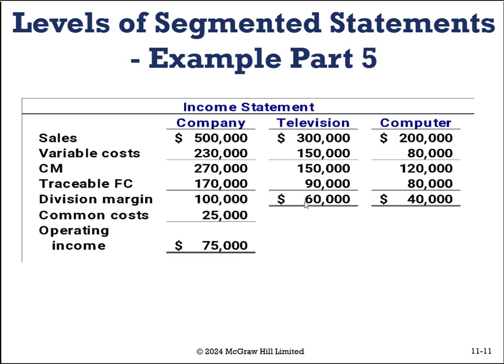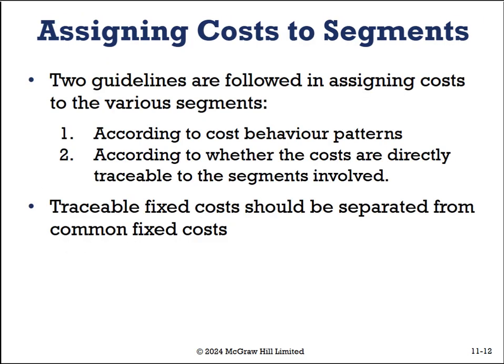Where it gets a little tricky is when we have different permutations and combinations, but come back and take a screenshot of this, really think through what do all of these mean? Where do they come from? What is the difference between our traceable and our common fixed costs? And what can we eliminate and what can we not? In order to do just that, let's take a look at assigning costs to segments.